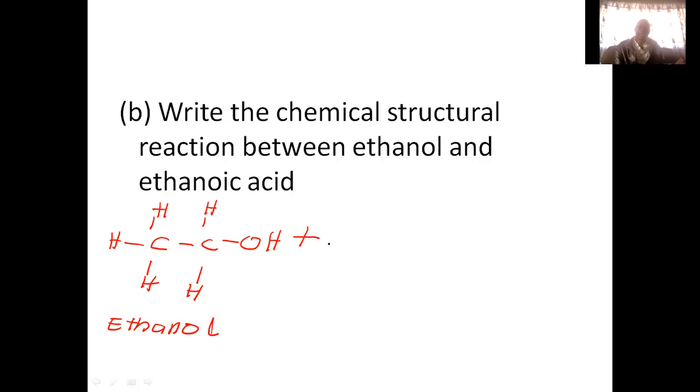Then they are saying there should be a reaction with the ethanoic acid. And you remember, for ethanoic acid, we wrote carbon, and this is linked to the hydroxyl group. All of this is actually the carboxylic group. So we link that one. So this is how we wrote the structural diagram for ethanoic acid.